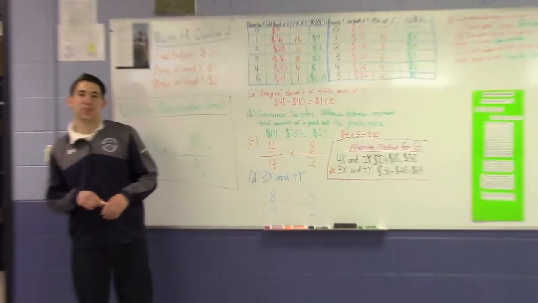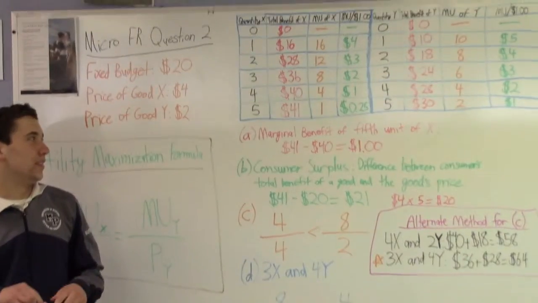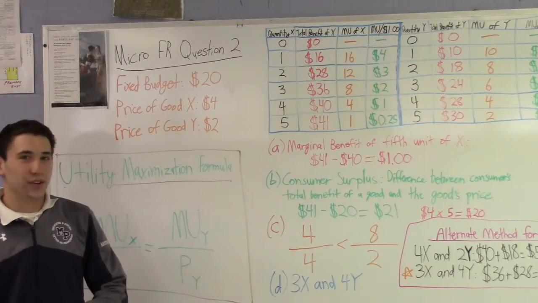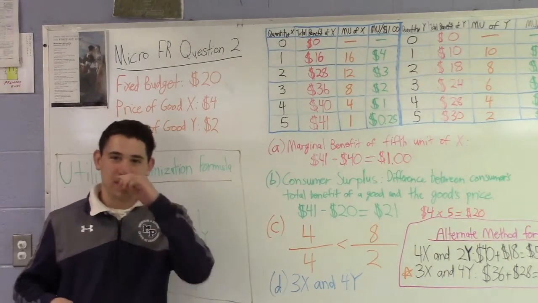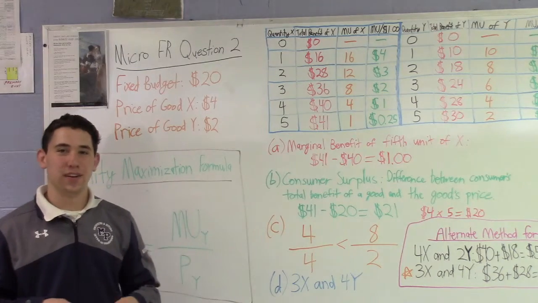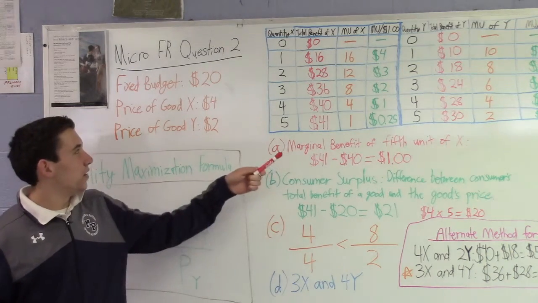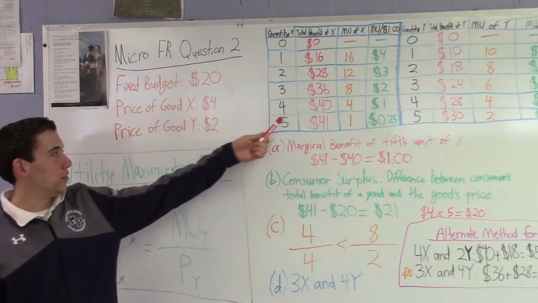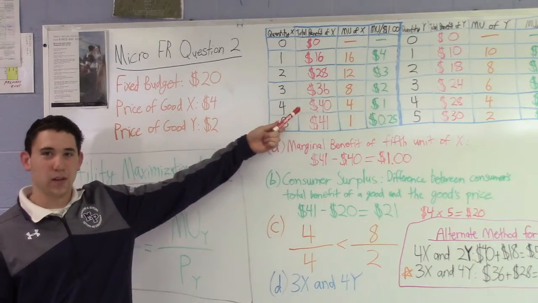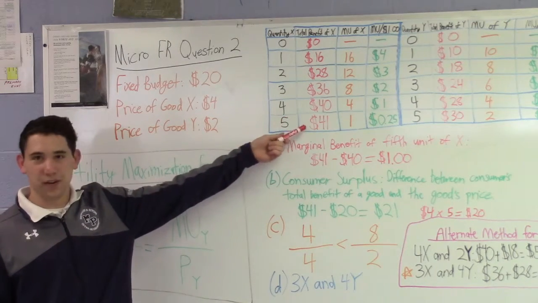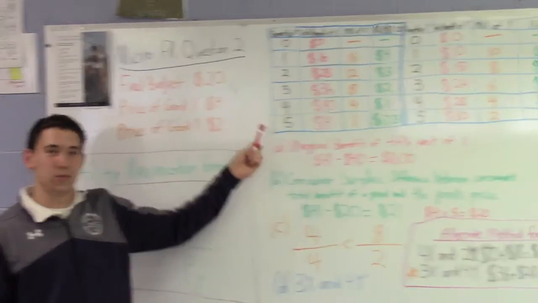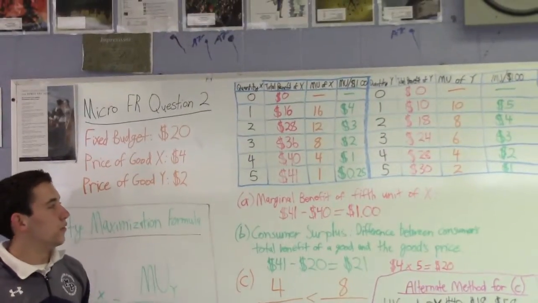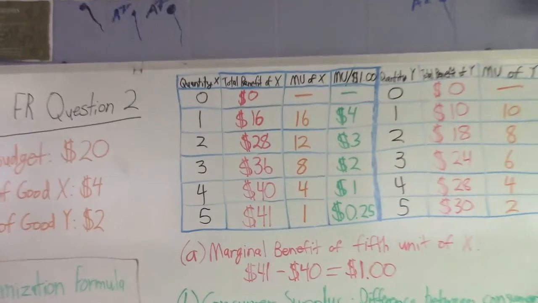Well, to calculate the marginal benefit, you need to know that it is the additional utility a consumer receives from consuming an additional unit of that product. So here you see that from consuming a fourth unit, she gets $40 marginal benefit, but from the fifth unit, she gets $41 marginal benefit. So the extra marginal benefit she would receive for consuming the fifth unit of X would be $1.